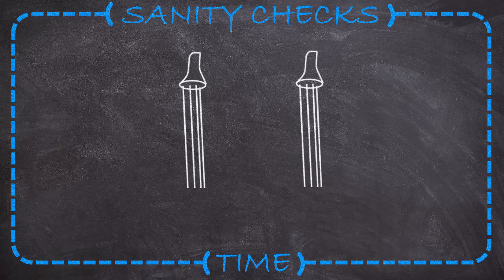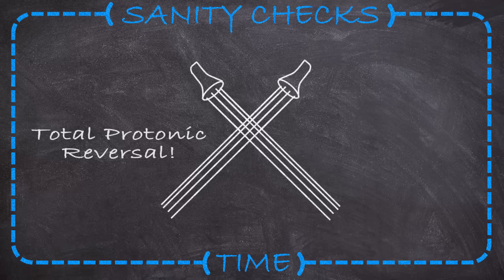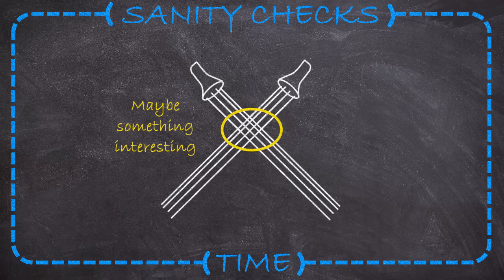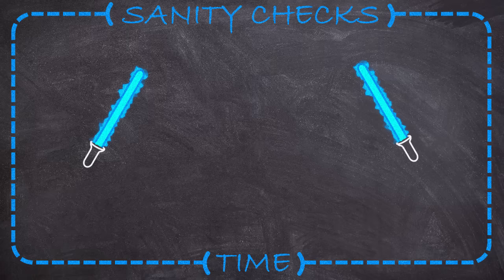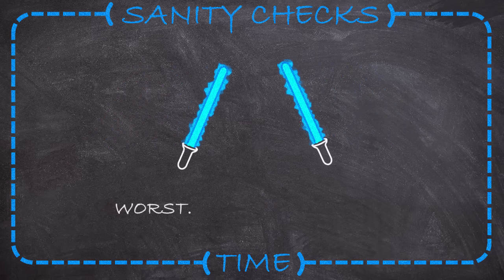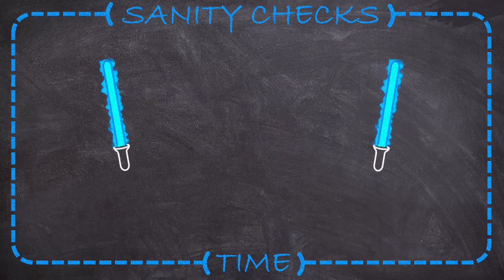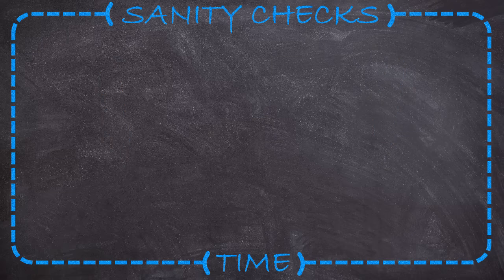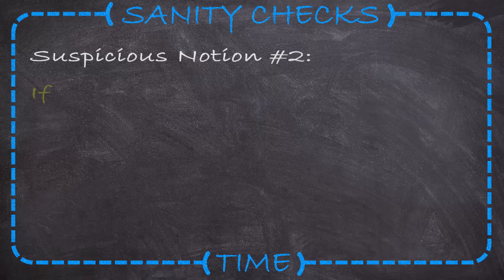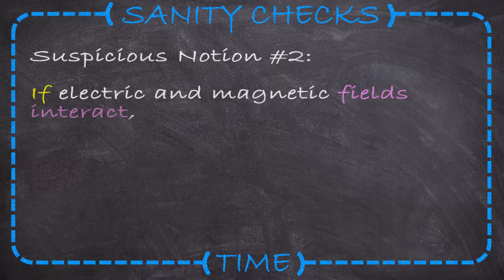Secondly, if I take two beams of light, say from a laser or from a flashlight, and I do what the Ghostbusters tell you never to do and cross the streams, sure, at the point of crossing, I might see something crazy like an interference pattern. But after that, the beams continue totally unchanged, totally unaffected. The electromagnetic waves clearly aren't changed by crossing each other. This is why I can't build a lightsaber, no matter how much my 10-year-old, or let's be honest, 30-year-old self wants one. If electromagnetic fields allegedly affect and cause one another, it seems awfully strange that two light beams can pass through one another without any effect on one another. So suspicious note number two: if electric and magnetic fields interact, why don't electromagnetic waves interact?